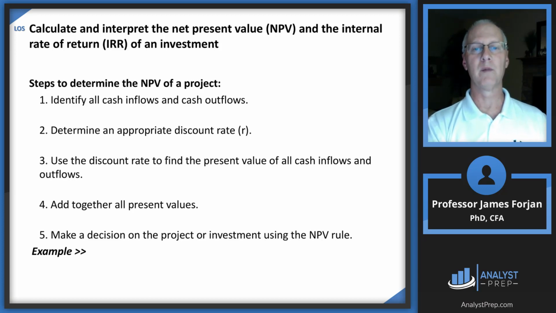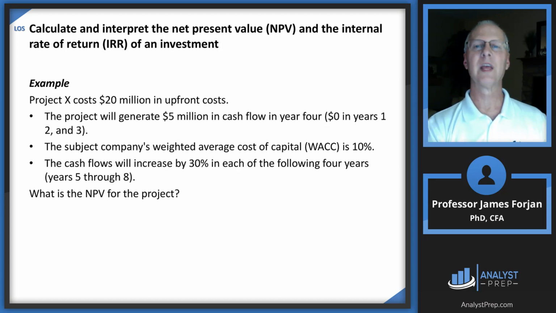Determining an appropriate discount rate, that's probably going to be the weighted average cost of capital, and there'll be a good formula in a future reading for you guys to memorize. And then use that discount rate to find the present value, sum the present values, and then you'll have the net present value. That's including inflows and outflows. And then make a decision. Let's take a look at an example.